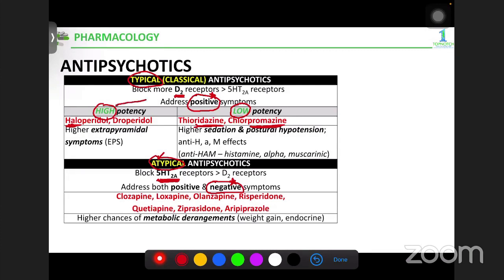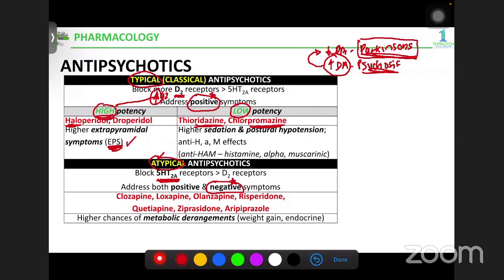When we say high potency, it means higher D2 blockade. So what did we say? Low dopamine, Parkinson's. Right? High dopamine, what naman? Psychosis. So remember that. Therefore, if you're treating psychosis, you want to address this, right? You lower dopamine. What symptoms will you get? Parkinson's-like. Or it can manifest as your extrapyramidal symptoms. So the more you block D2 in your typical, the more EPS you have. Okay, so high potency, more EPS.